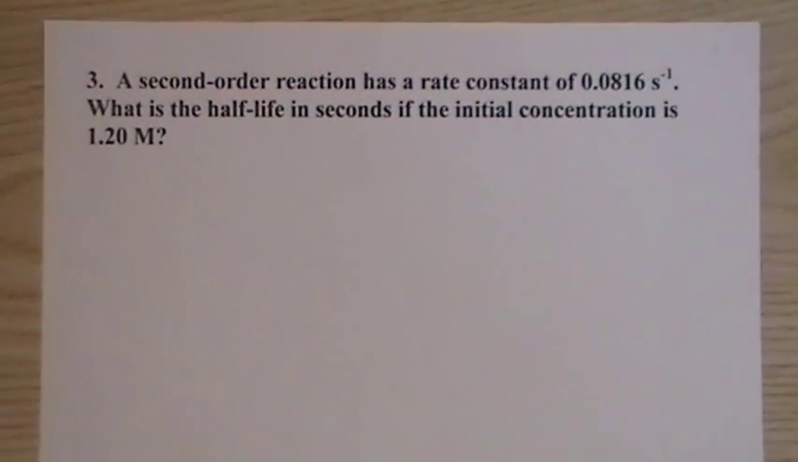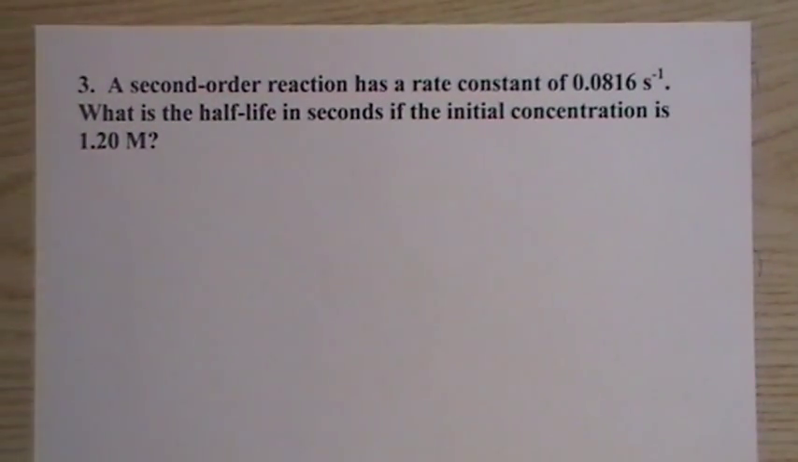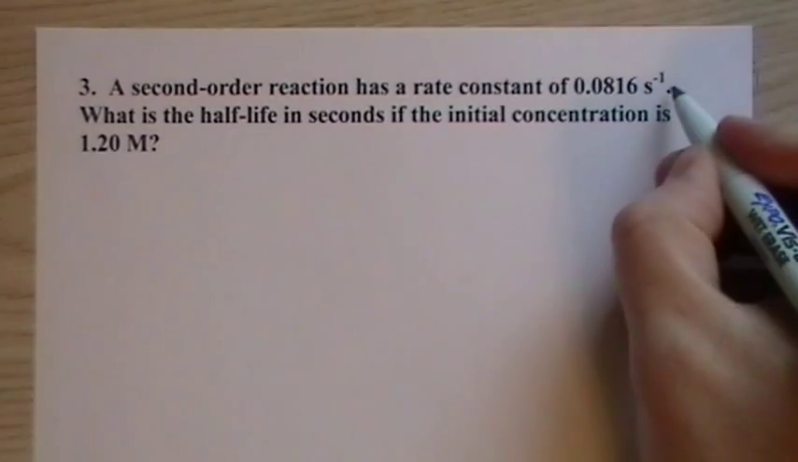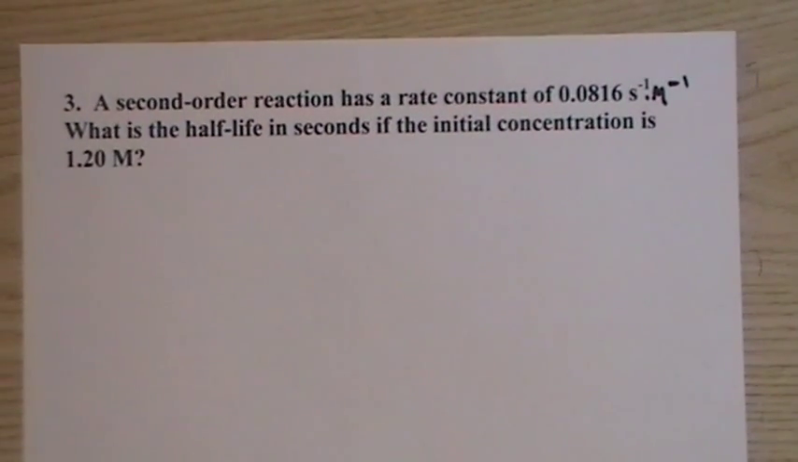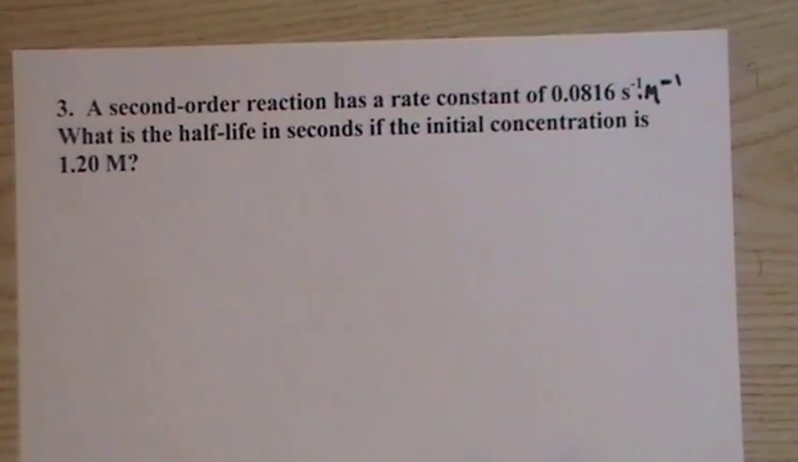All right, let's do another one here. Now it's a second order reaction, has a rate constant of 0.0816 seconds. That can't be right, it's second order, so the rate constant has to be inverted seconds, inverted concentration, because concentration is part of the second order reaction. What I did was I think I just copied it from the previous problem.